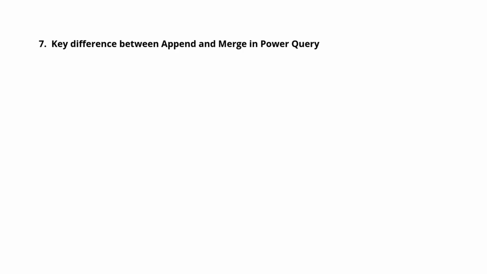Here we have a list of basically the differences between append and merge in Power Query. If we see, append is where we combine the rows from two or more tables, while merge combines the columns from two tables based on a key. Append is similar to union or union all. Merge is similar to join. In append, the tables must have the same column structure, whereas in merge we can have different structures.